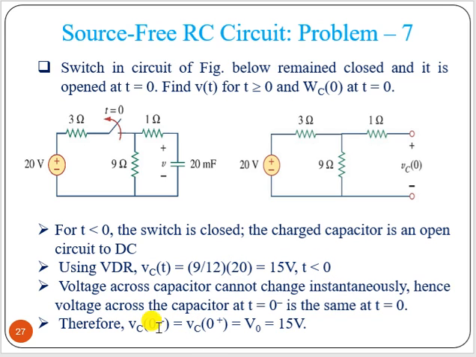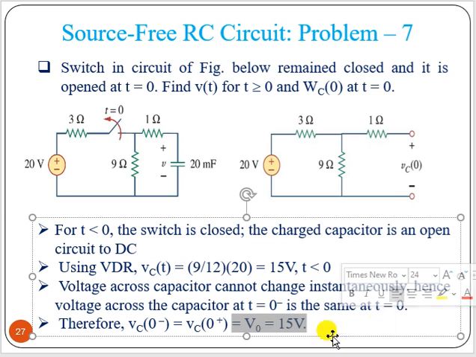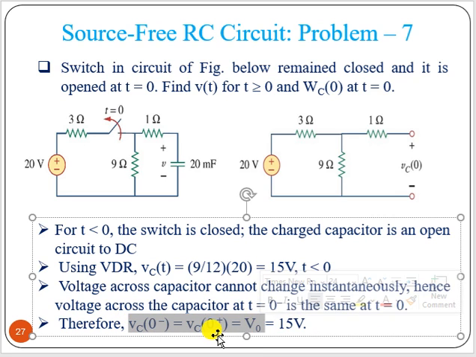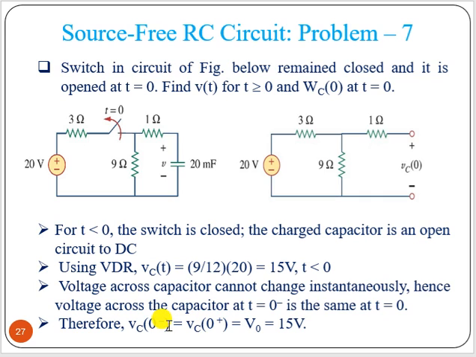So Vc(0-) is nothing but 15 volt, which is equal to Vc(0+). That means when the switch is opened, the capacitor voltage cannot change instantaneously. So that will remain the same, equal to your initial value. Vc(0) is 15 volt. So this part you have to remember. Before switching, what is the value? After switching? 0 minus is before switching, at 0 the switch operates, and 0 plus is just after switching. This time gap is very small, say nanoseconds or microseconds. In between, the capacitor voltage cannot change instantaneously. So we got the V0 value.